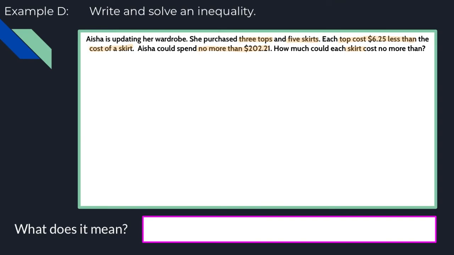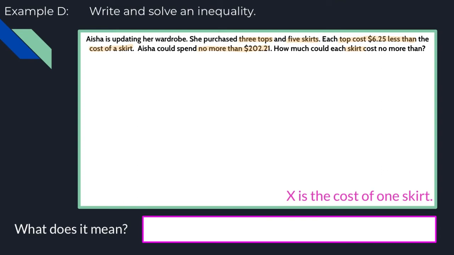So we're going to start by figuring out what our x is in this problem. Our x in this particular case is going to be the cost of one skirt. That's very important to remember to start with, because we want to make sure that when we compare tops and skirts, we're using the x in the right place. Since it says how much could each skirt cost no more than, the cost of the skirt is going to be our x.